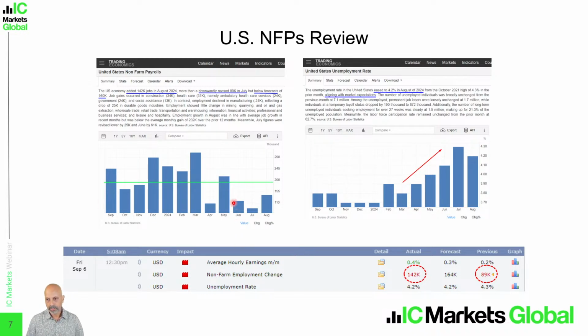As you can see, not only did it miss estimates for the second consecutive month, while July's figures were revised lower, we can see that over the last 3 months, non-farm payrolls have come in under its 12-month average of 196,000. So that signals a weakening labor market. But despite a softer than expected non-farm payrolls figure, we saw demand for the US dollar remain strong on Friday, and that bullish momentum has continued today as well.